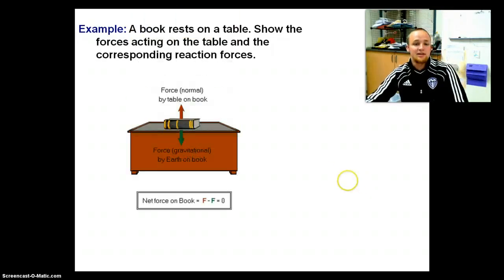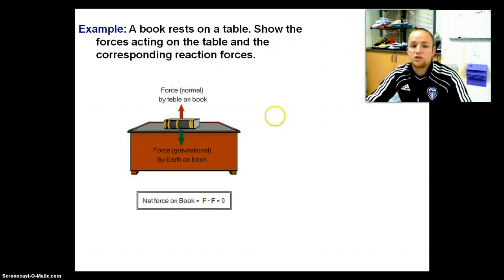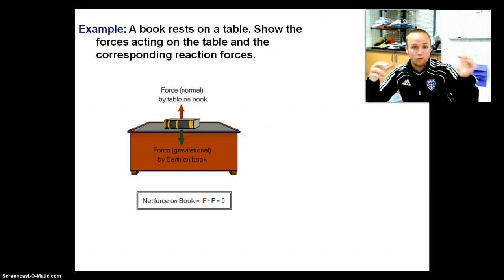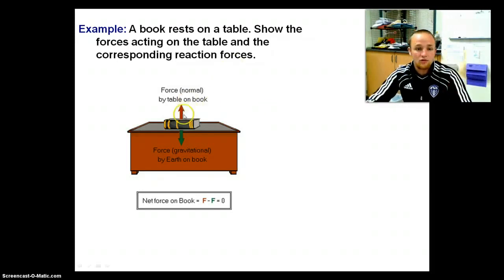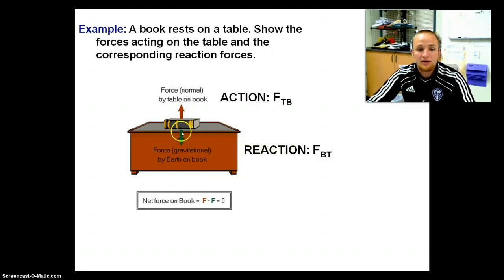Example: we've got a book resting on a table, and we're going to show the forces on the book and the reaction forces. We've got the normal force by the table on the book and the gravitational force by the earth on the book, so the net force is 0. What we're showing here is my force diagram, or free body diagram. We have a normal force up and a gravitational force down. These are acting on different objects. The action is the force of the table on the book, and the reaction in this case is the book on the table. The table pushes on the book and the book pushes back on the table.